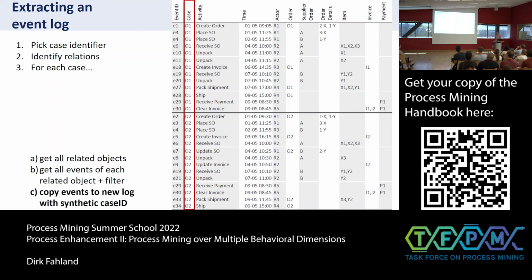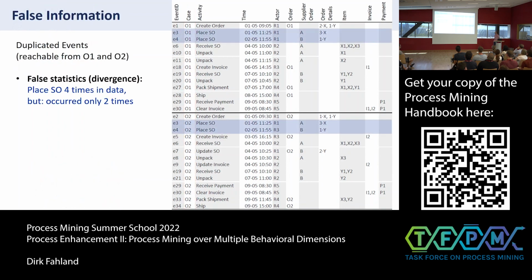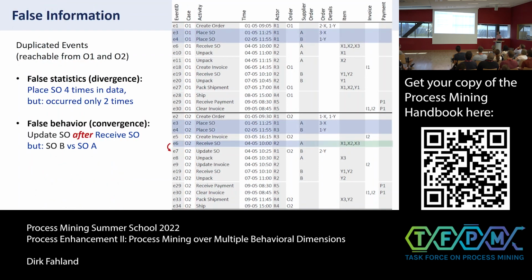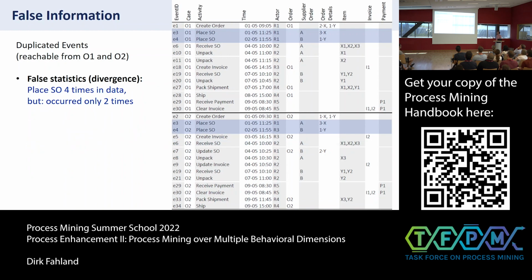Now, who spots problems in this event log? Yes, some events are duplicated because, oops, one back. Because, for example, E3, placing the supply order for A, was reachable from order 1 and from order 2, right? Because both orders get items from these supplier orders A and B. So my data says I have 4 times supplier order, but in practice it only occurred twice. That's already bad.